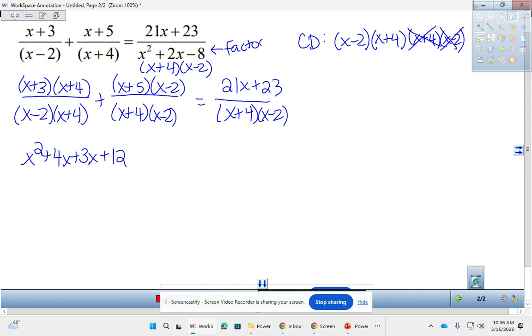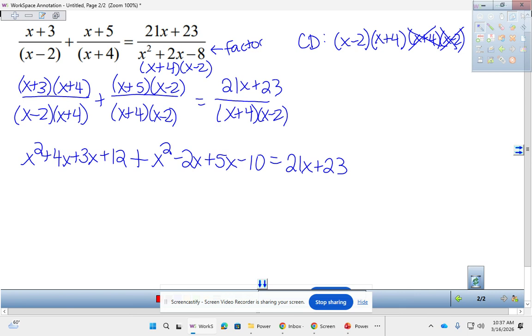In the second numerator, I'm adding. X times x is x squared. X times -2 is -2x. 5 times x is 5x. And 5 times -2 is -10. I don't need to multiply anything in this numerator, so I'm just keeping it the same. Once you have a common denominator, you no longer need it, so I'm not going to write it anymore.